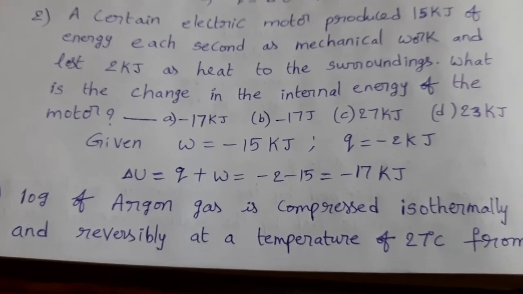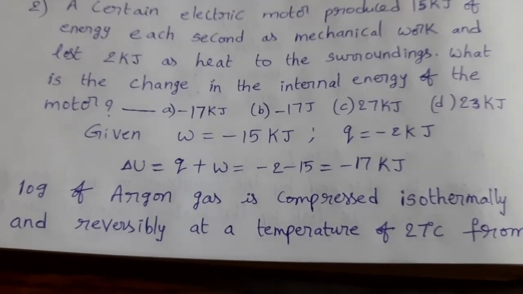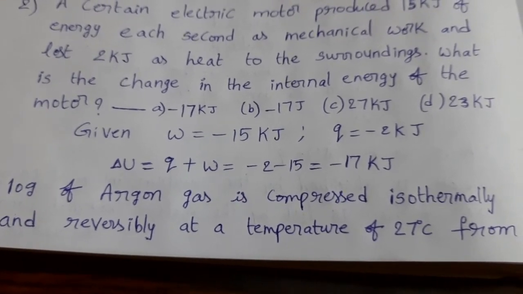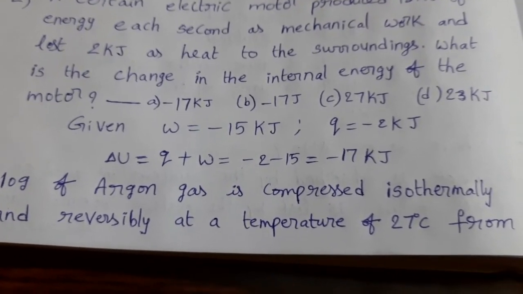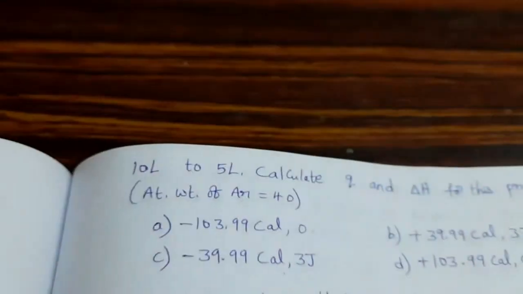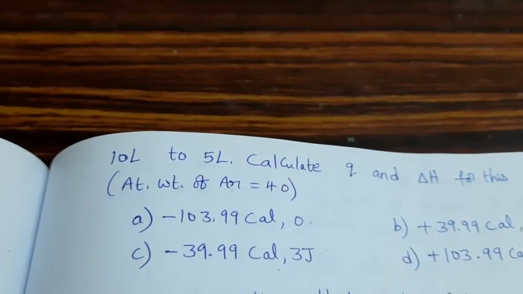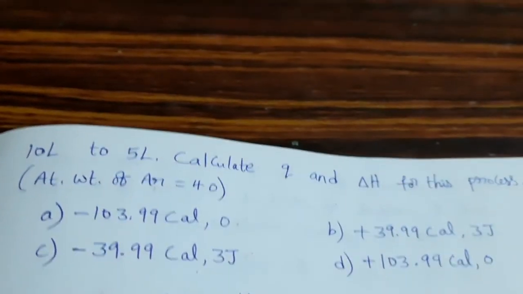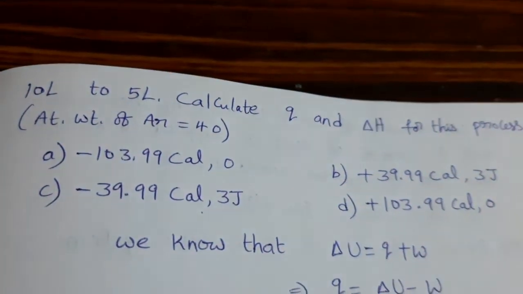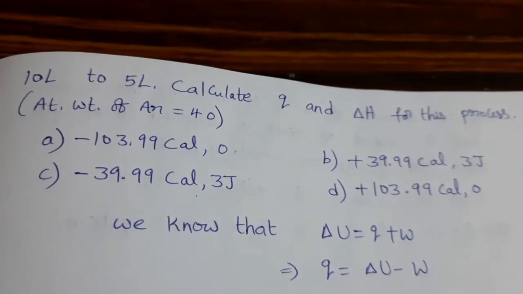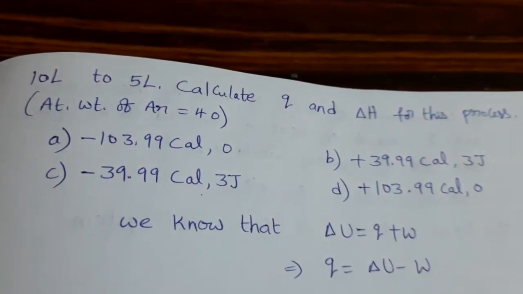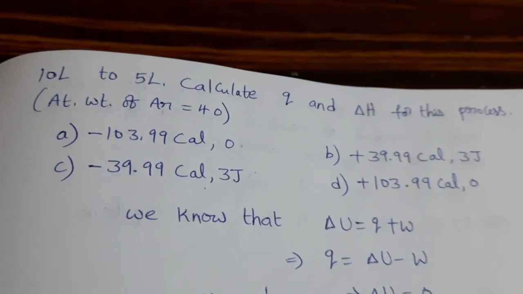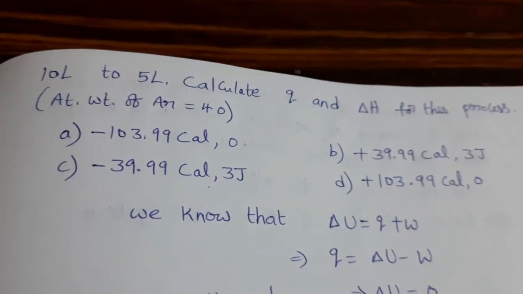10 grams of argon gas is compressed isothermally and reversibly at a temperature of 27 degrees Celsius from 10 liters to 5 liters. Calculate Q and delta H for this process. Okay. So volume change is given, temperature is given, mass of the gas is given. We have to calculate Q and delta H.